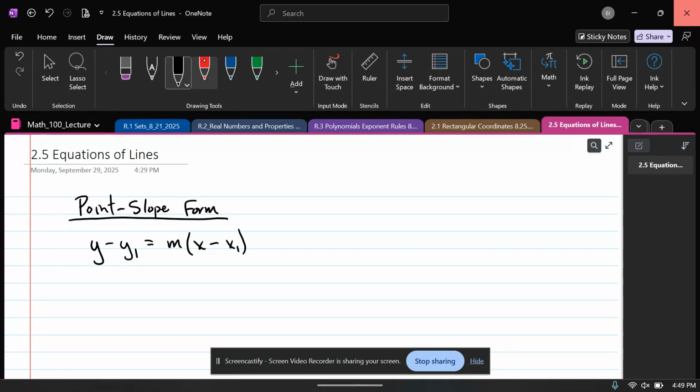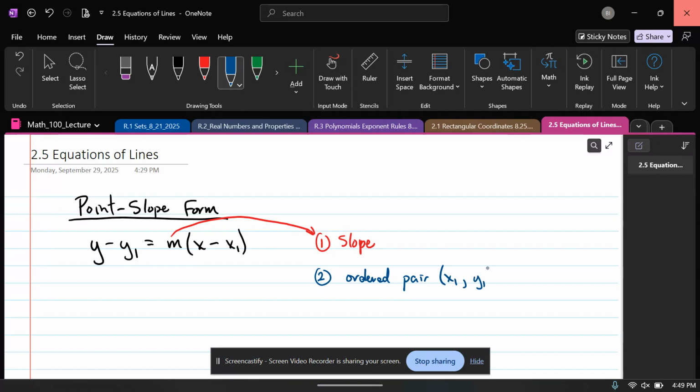You have two things. You have a slope, and that's the m. And then you have a point, an ordered pair. And that's the x1, comma, y1. That's the x1, that's the y1. Okay? So with point-slope form, you've got a slope and an ordered pair.